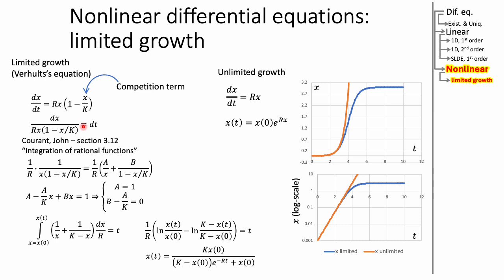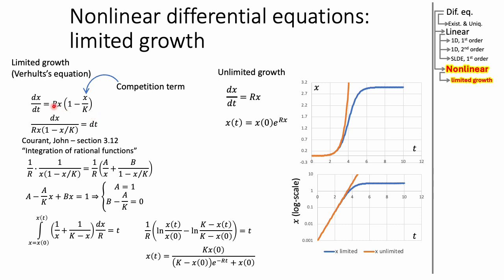Verhulst is the researcher from Belgium who lived in the 19th century. And essentially he was unhappy with the equation of unlimited growth, which we already studied, which leads to an exponential growth of the population. And he was unhappy with this equation for a reason, because this equation doesn't explain when the growth is saturated, when the population reaches its maximal possible size. And Verhulst proposed the term that describes the competition between the members of the population.